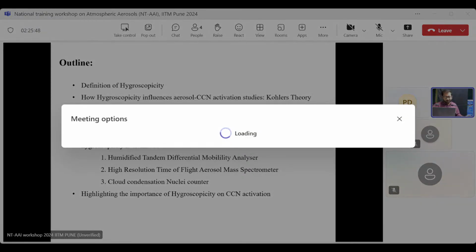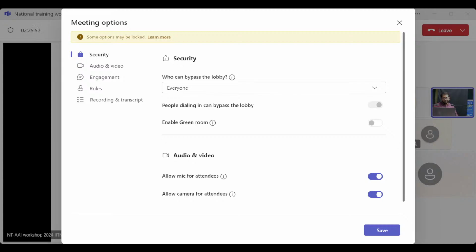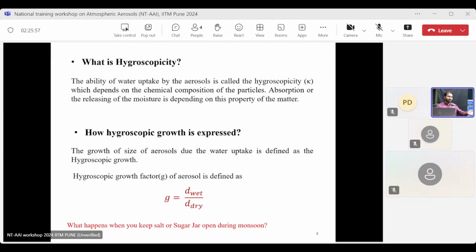Basically, hygroscopicity is the ability of water uptake by aerosols present in the atmosphere. Absorption and release of water depends on the nature of the aerosol particles, on how hygroscopic they are. The hygroscopic growth factor is defined as the ratio of the wet diameter to the dry diameter, where the dry diameter is the particle diameter after drying with a diffusion dryer or Nafion dryer.